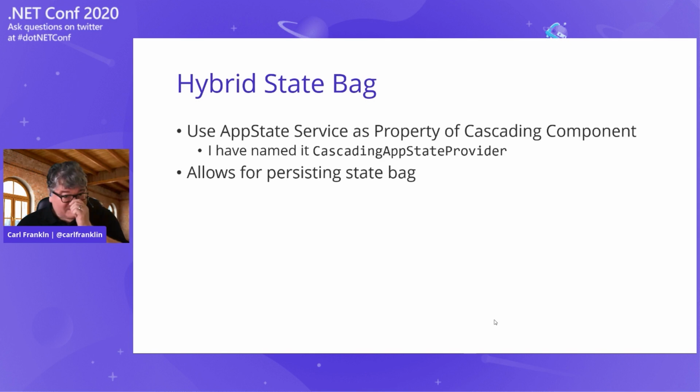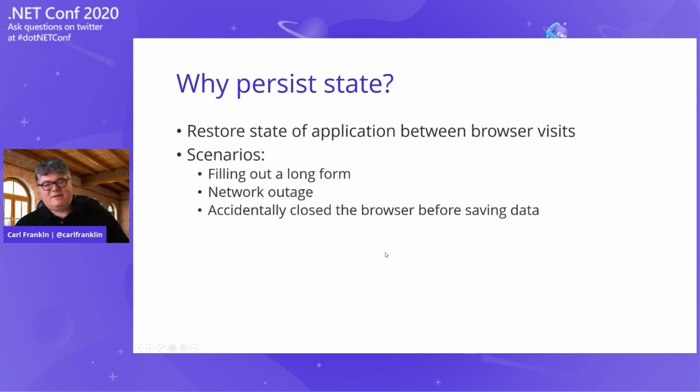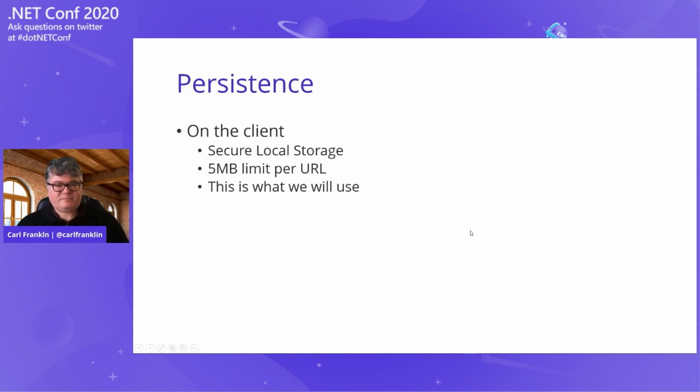All right, so the hybrid state bag uses the app state service as a property of the cascading component, and it allows for persisting the state bag. Now, why persist? You want to restore the state of the application between browser visits. So one scenario, filling out a long form, how many times have you had to fill out a form? And then it asks you, like when you're almost done, what was your median income in this year? And you have to go look it up. You come back and it's timed out.